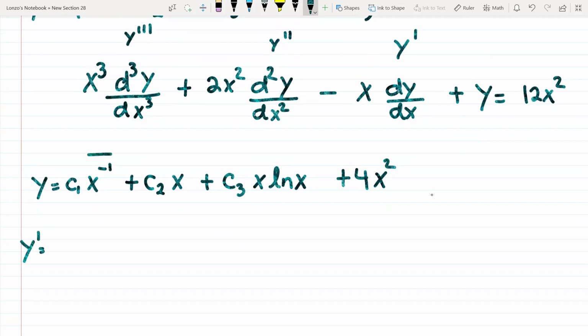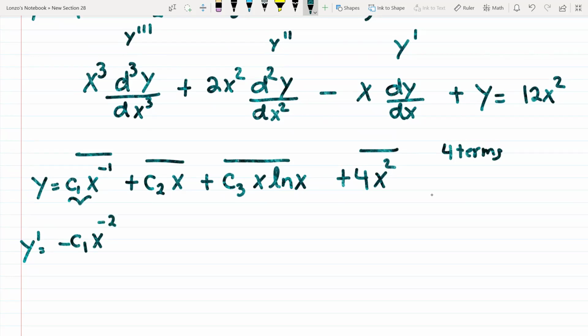There's a total of 4 terms, and we just take the derivative of each term, right? Let's start with the first term. What's the derivative of c1 x to the -1? You just simply apply the power rule. So -1 times c1 is -c1 x, and then the old power minus 1, so -1 minus 1 is -2.